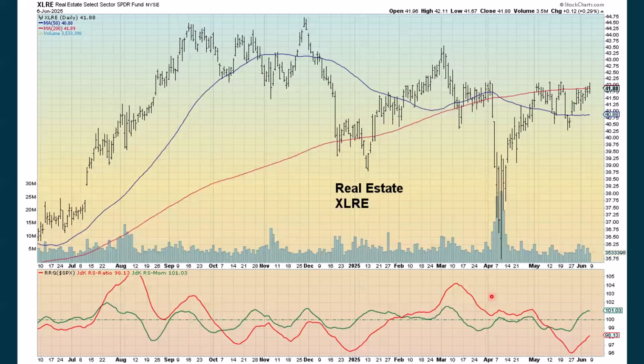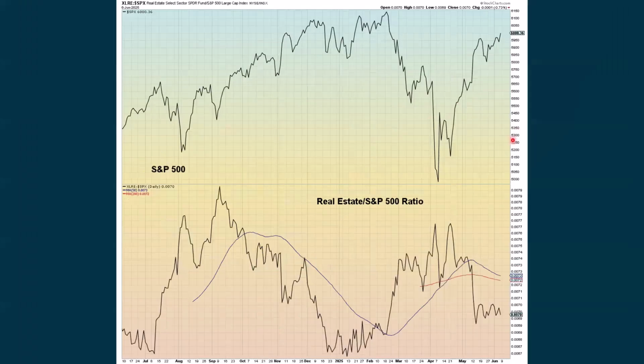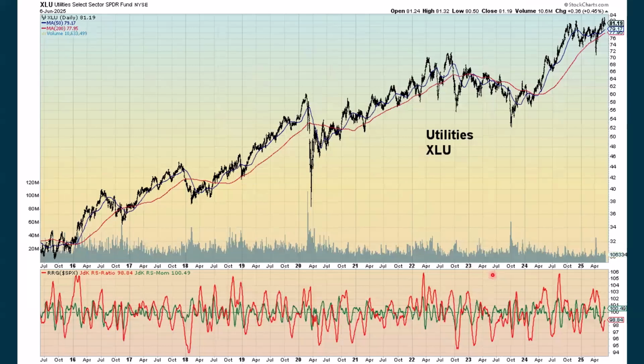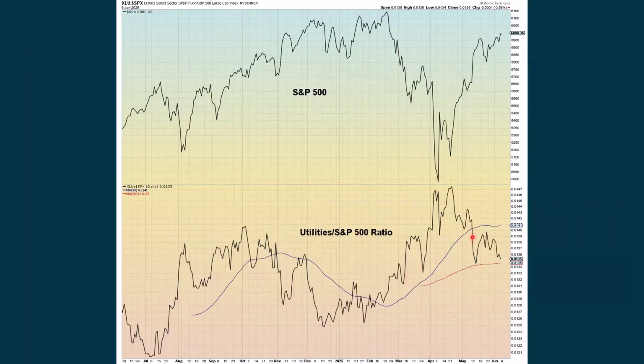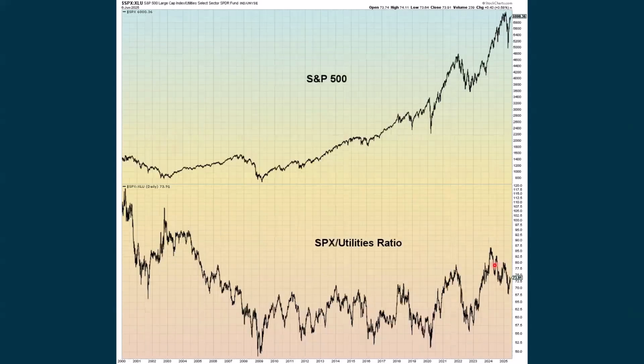Real estate, really struggling when interest rates go up, just chopping sideways at best right now. Can't seem to get above its 200-day moving average and is in a downtrend and back to underperforming, even though it's hanging on to an uptrend here when we compare it to the S&P. Utilities, they've been hanging on, going sideways for the most part and trying to go up here. And then they're in an uptrend compared to the S&P, but really have been pulling back lately and starting to underperform. Then we look at an S&P to utilities ratio.